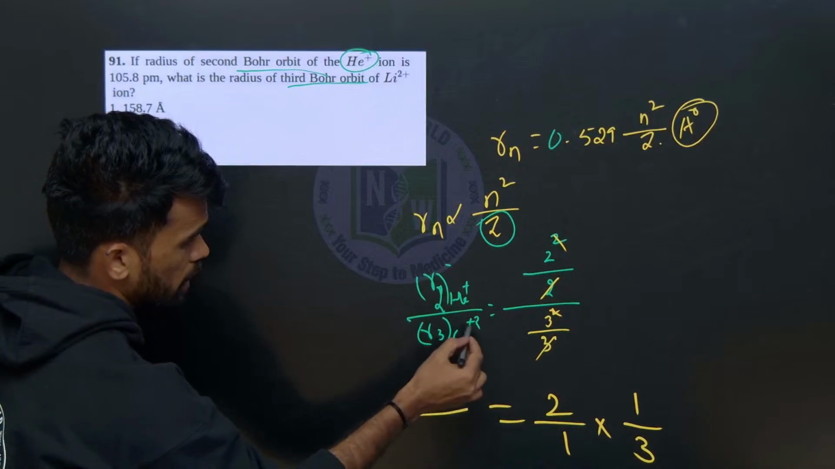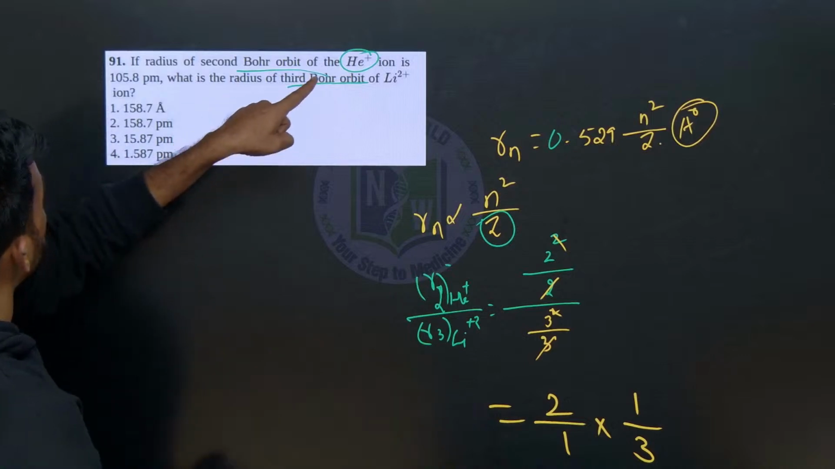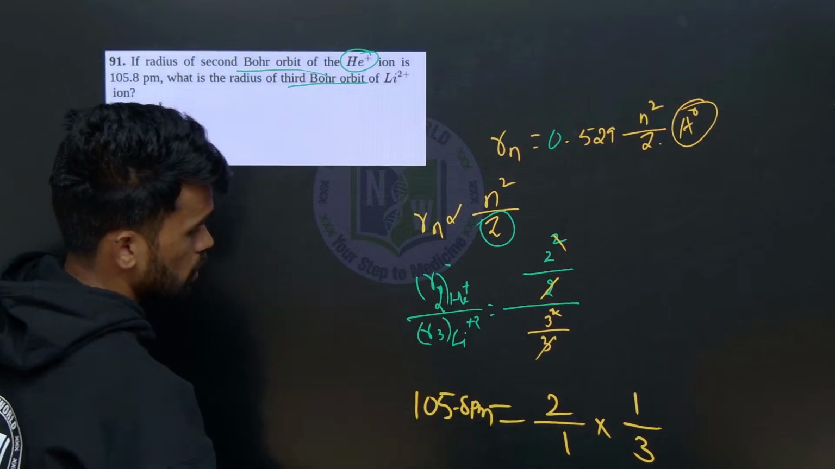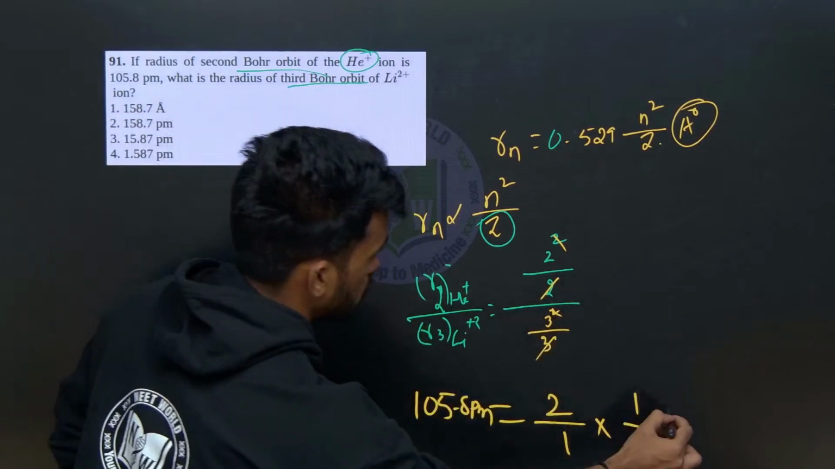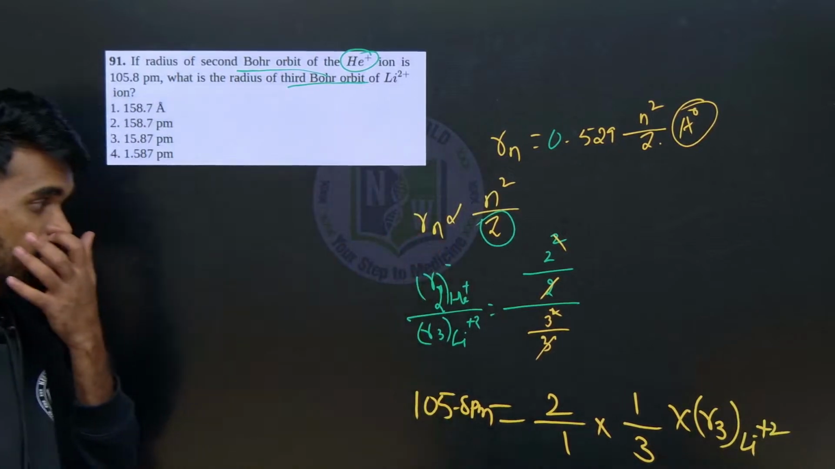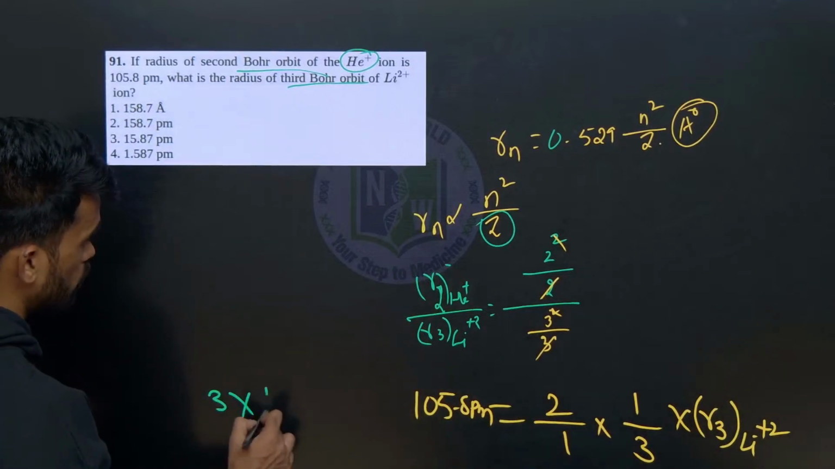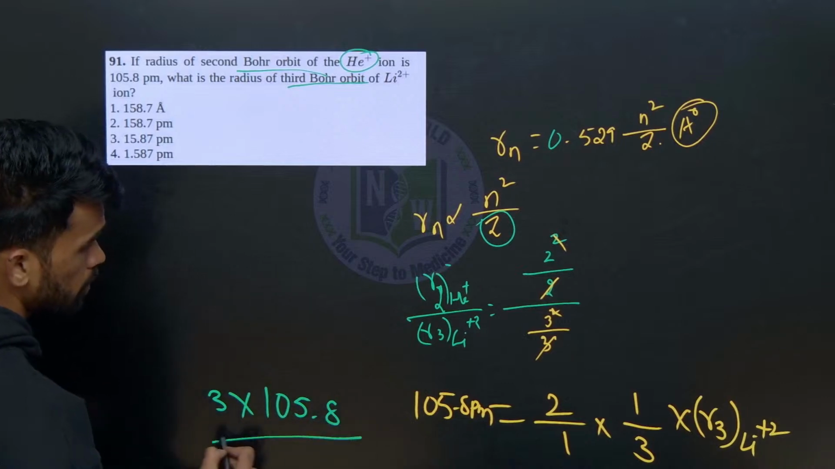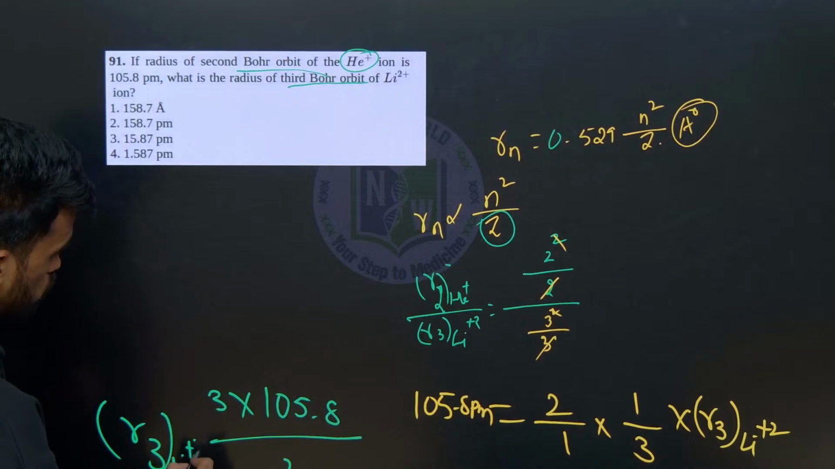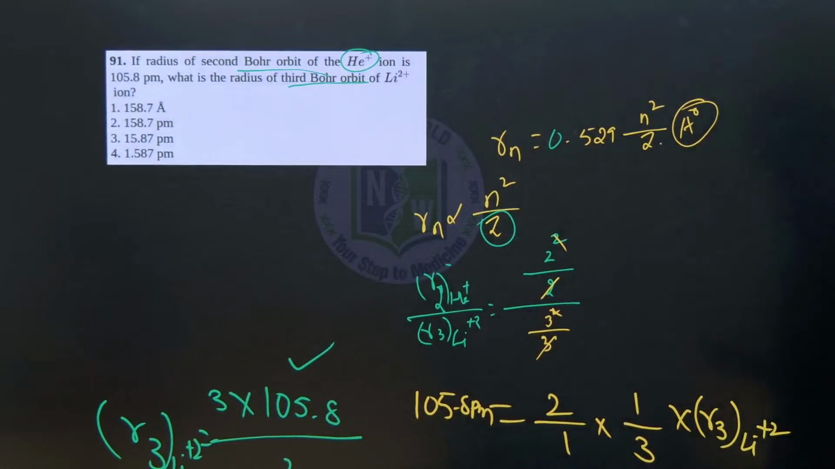Okay. So we need to find for lithium now. So what is the value they mentioned for helium? They mentioned for helium 105.8 picometers, right? Okay. In the denominator we have R3 of Li plus 2, now send this here. After knowing this, just multiply here and divide by 2. So 3 into 105.8 by 2. That's it. This will be the R3 of Li plus 2. Okay. Solve this. You will get one of these options. Okay. So you can give a try from your side.